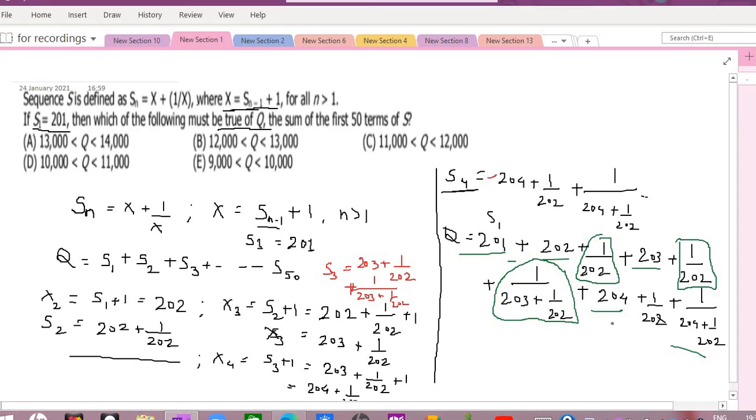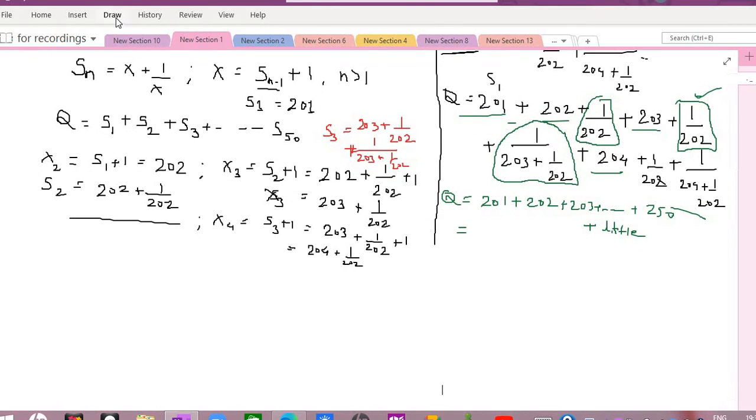Okay, so basically Q is going to be 201 plus 202 plus 203 up to 250 plus some of these small numbers which are way less than 1. So plus some very little number. All right. So let me identify the sum from 201 to 250. Okay. So how do we do that? How do we get the sum?